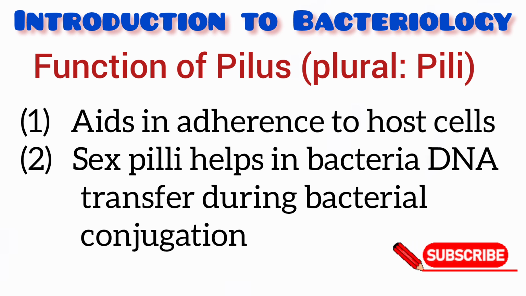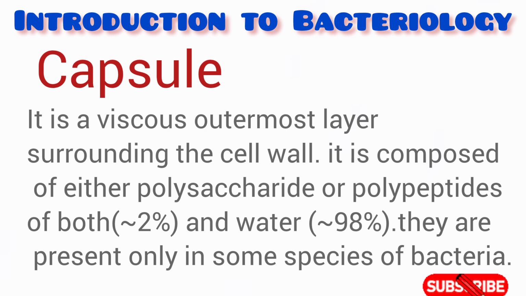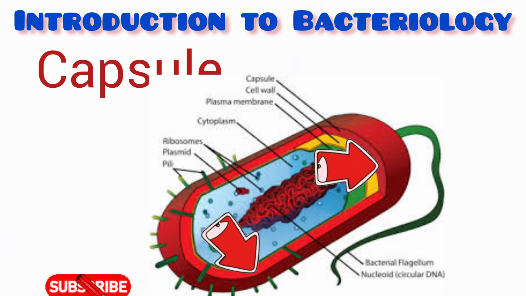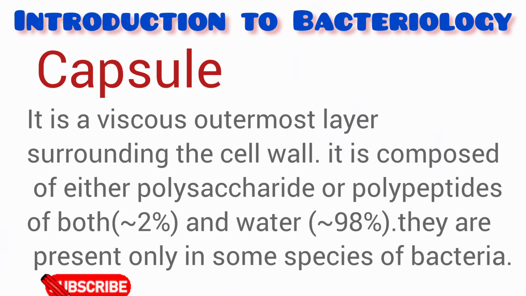What is the function of pili? Pili actually aid in adherence of the bacteria to their host cells. Sex pili help in bacterial DNA transfer during bacterial conjugation. The next external structure we're going to talk about is the capsule, which is a viscous outermost layer surrounding the cell wall, as you can see in the diagram. It is composed of either polysaccharide or polypeptide.